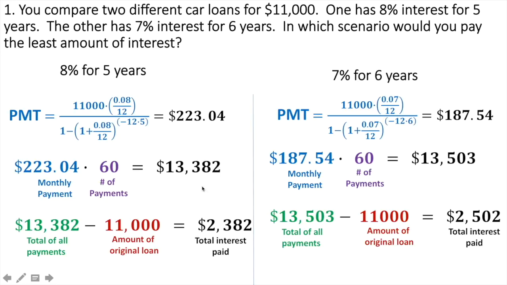Well, if we look here, 8% for 5 years, you end up paying $2,382 in interest. On the 6-year loan for 7%, you end up paying $2,502. So this one's a little bit cheaper. So 8% for 5 years is definitely the cheaper option.